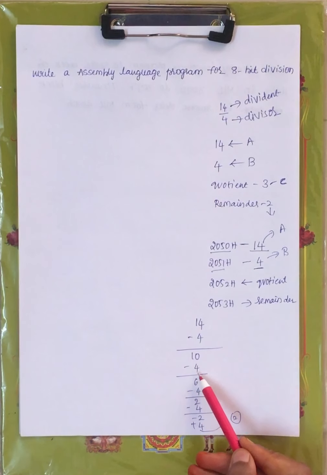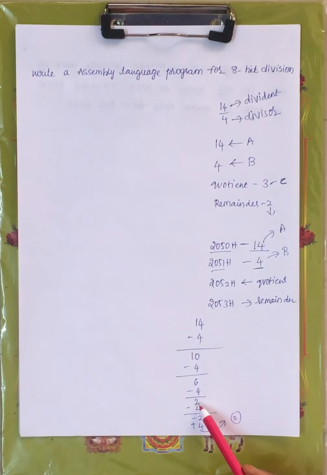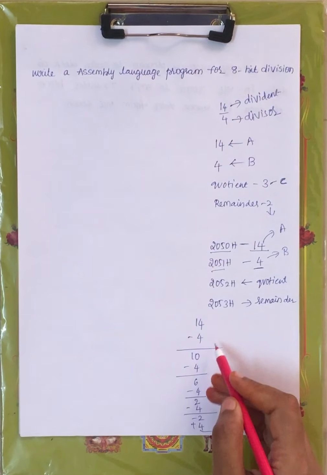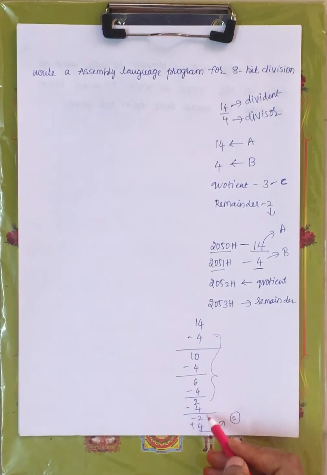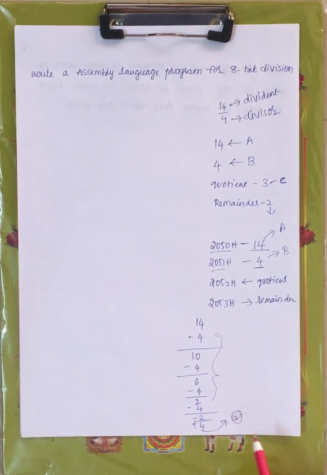To that result, you have to again subtract the divisor, and again you will get some result. To that result again subtract the divisor. This procedure you will follow till you get a negative result. To that negative result, you have to add the divisor to get the remainder.